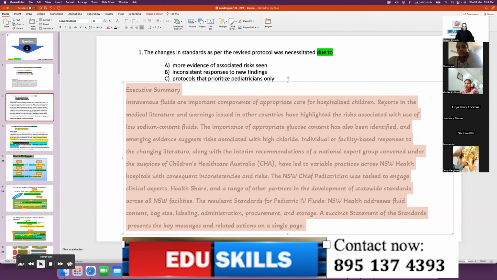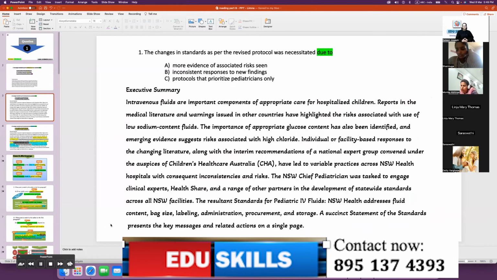We'll read. Listen once again carefully. Executive summary. Intravenous fluids are important components of appropriate care for hospitalized children. Reports in the medical literature and warnings issued in other countries have highlighted the risks associated with use of low sodium content fluids. The importance of appropriate glucose content has also been identified, and emerging evidence suggests risks associated with high chloride.